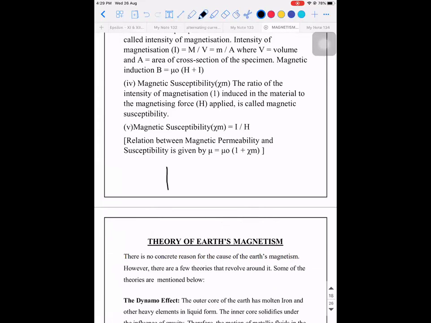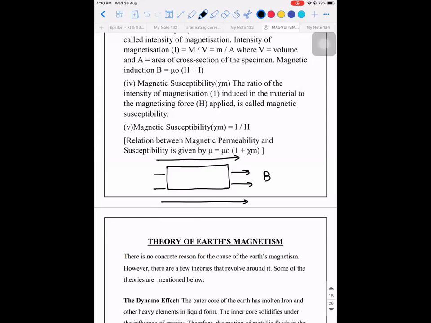See, suppose I have a small iron bar in my hand. Now what will happen is, if I have North Pole and South Pole, I'm placing an external magnet, or I'm subjecting it to an external magnetic field. I'm placing this in an external magnetic field. Then what will happen?